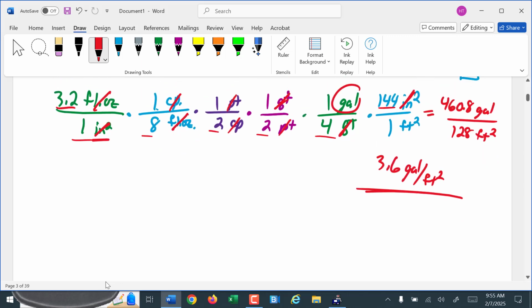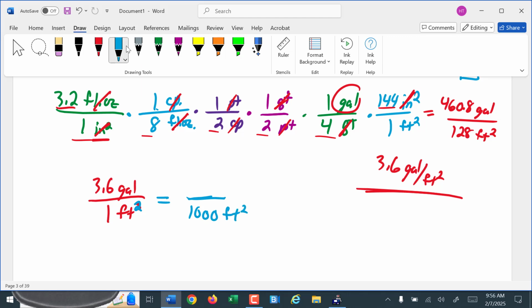So if you wanted that to be per 1,000 square feet, all you would do is you'd set up a proportion, 3.6 gallons per 1 square foot. If I want it to be per 1,000 square feet, to get from here to there, you're multiplying by 1,000. Up here, you multiply by 1,000. So it's 3,600 gallons.